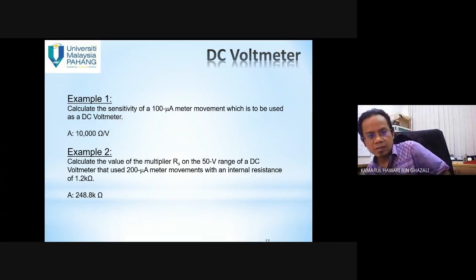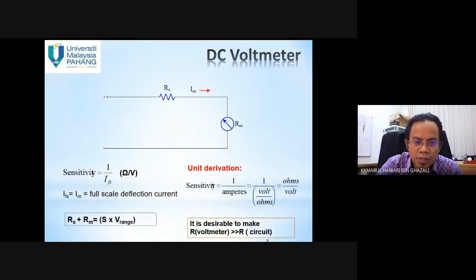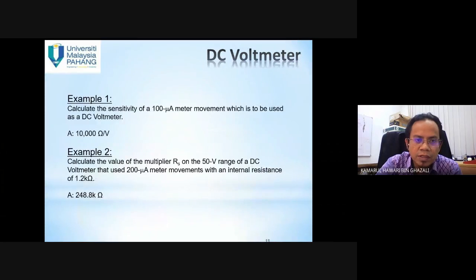Calculate the sensitivity of a 100 microampere meter movement which is to be used as a DC voltmeter. The answer is 10,000 ohm per volt. So you can use this formula to calculate the sensitivity.